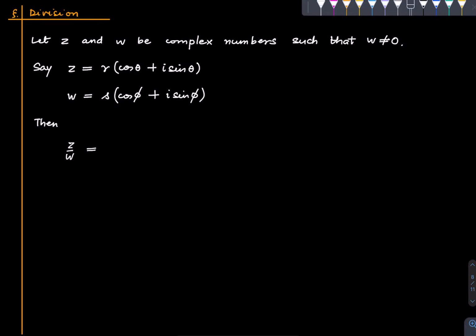Division. Well, suppose z and w are complex numbers, and let me say w is non-zero, although that's not necessary. Suppose z is r (cos theta plus i sin theta), w is s (cos phi plus i sin phi). Then z by w is r by s cis(theta minus phi). Because z is r cis theta, w is s cis phi, and therefore z by w is r upon s times cis theta upon cis phi. And we just saw that 1 upon cis phi is cis of minus phi.